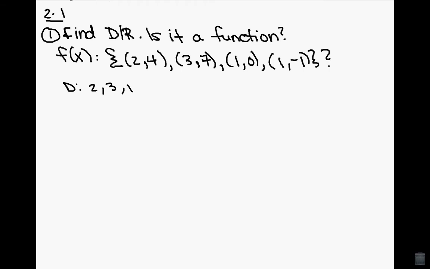The range. What is the range? The y values. So again, I'm going to go in order of how I see them. 4, 7, 0, and negative 1. Your book will probably put these in order. You do not have to do that. So we found domain and range.